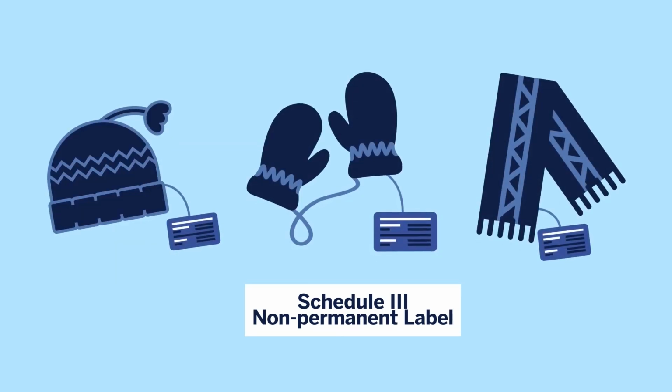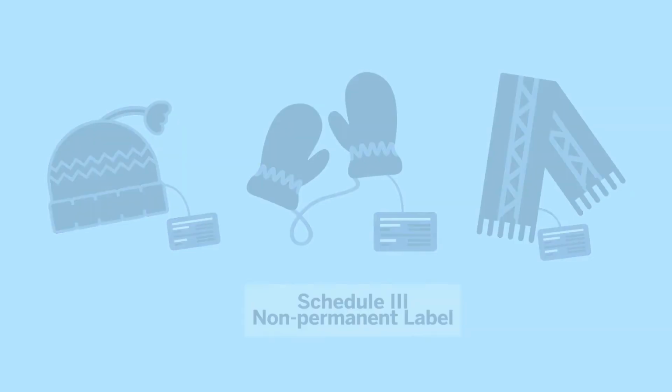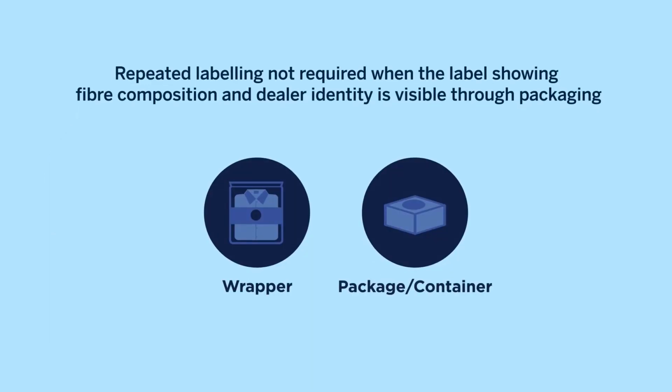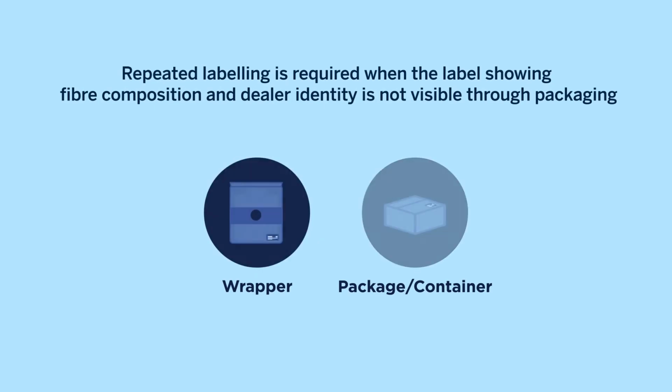Other consumer textile articles may bear a non-permanent label, such as a hang tag or a sticker, instead of a permanent label. See Schedule 3 of the Act's regulations for a list of these articles. Here are a couple more points to bear in mind. A dealer is not required to include further labeling when a consumer textile article is sold in a wrapper, package, or a container, and the label attached to the article is clearly visible to consumers. That said, a dealer must repeat the label information on the wrapper, package, or container when the label attached to the article is not visible through the wrapper, package, or container.